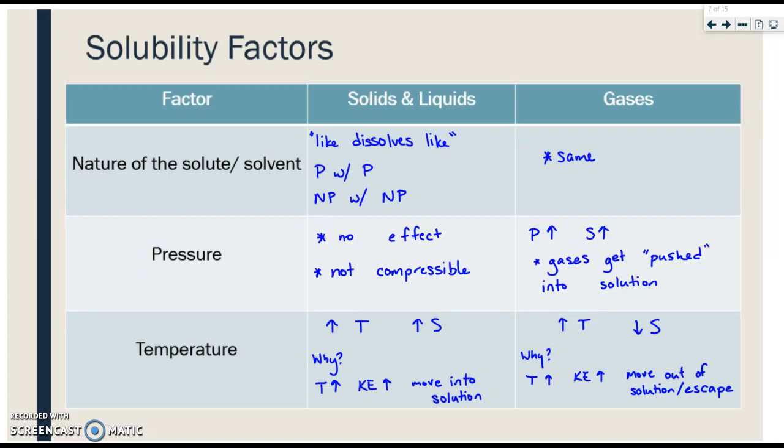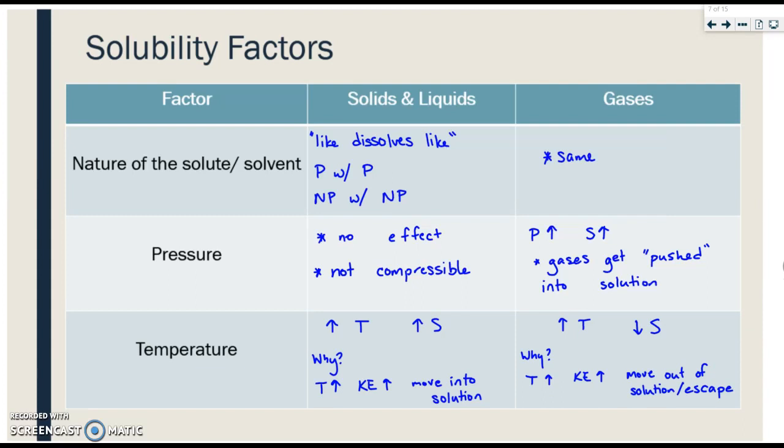Different states of matter are affected in different ways for these topics. Solids and liquids as well as gases. For the nature of solute and solvent, like dissolves like. What this means is that things that are polar dissolve into things that are polar, and things that are non-polar dissolve into things that are non-polar.